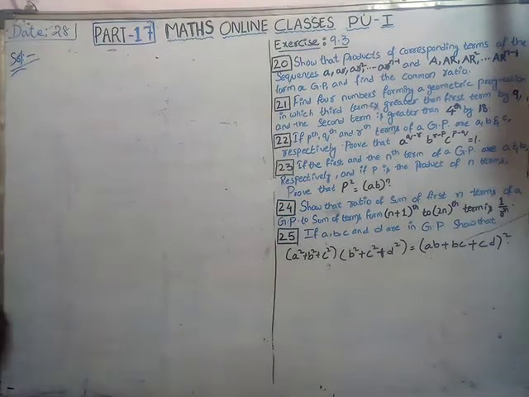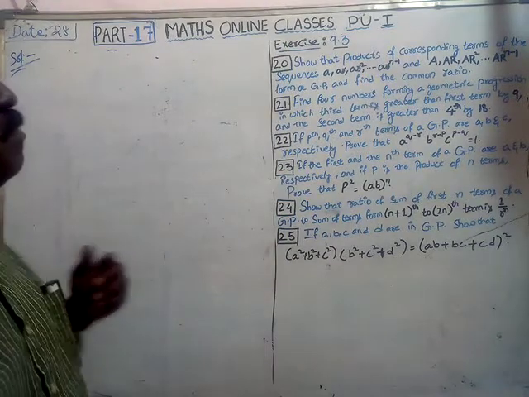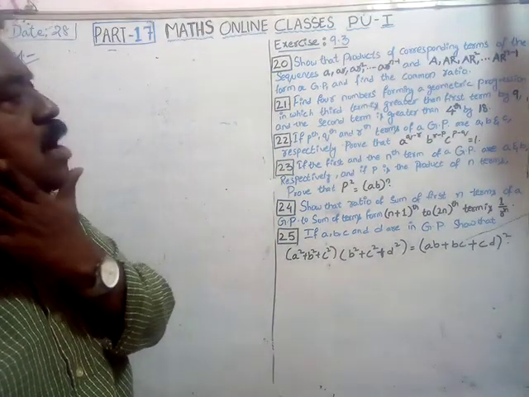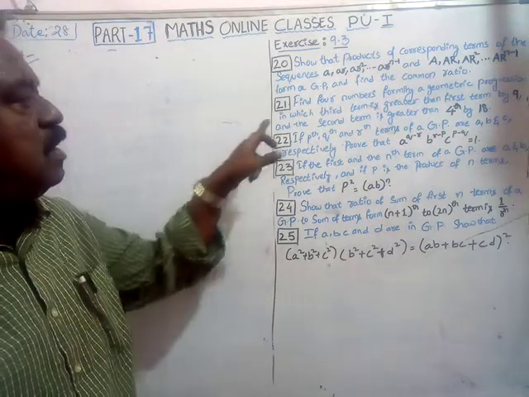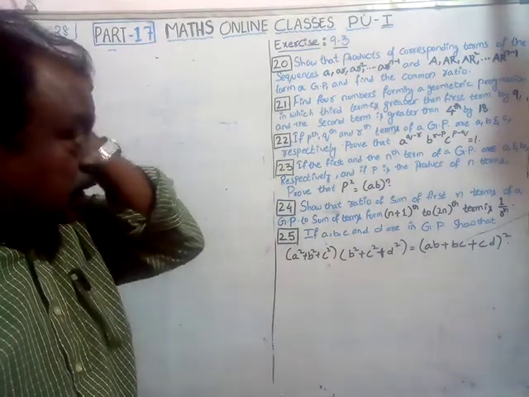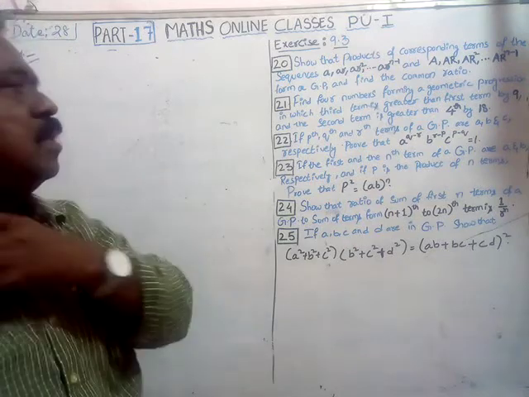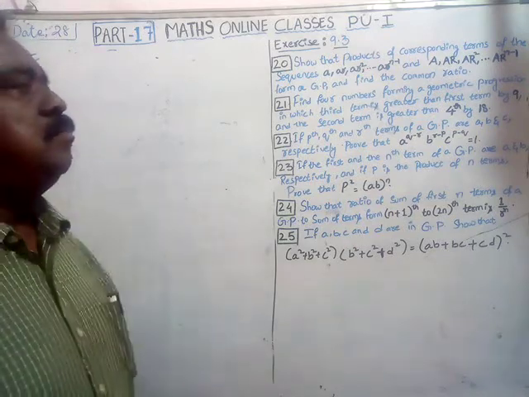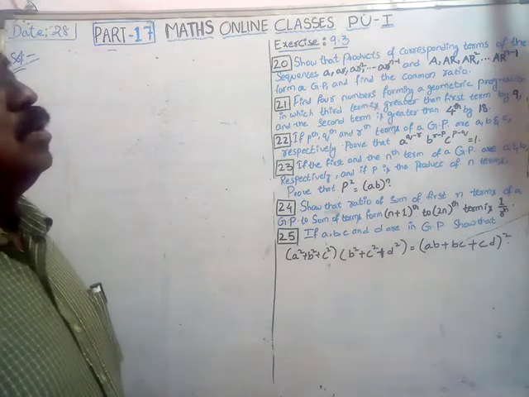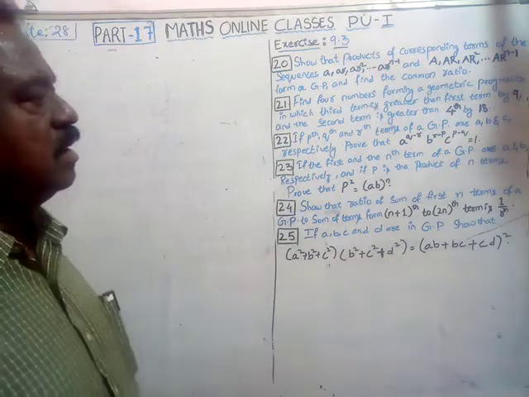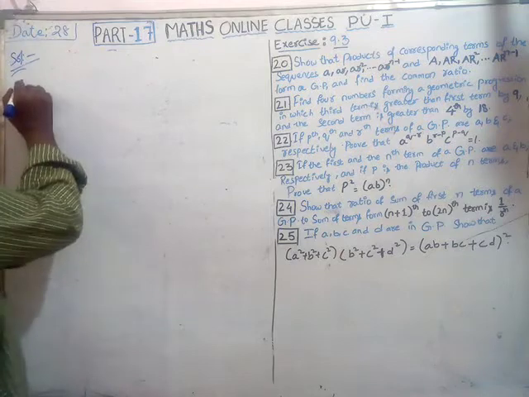The next one, 21. Find four numbers forming a geometrical progression in which the third term is greater than the first term by 9, and the second term is greater than the fourth term by 18. Okay, now 21.